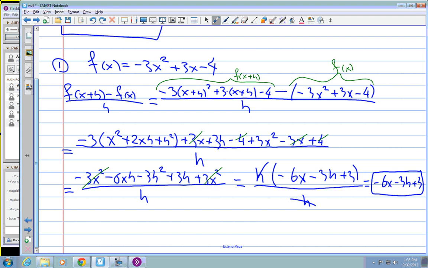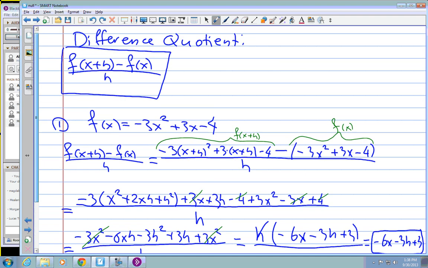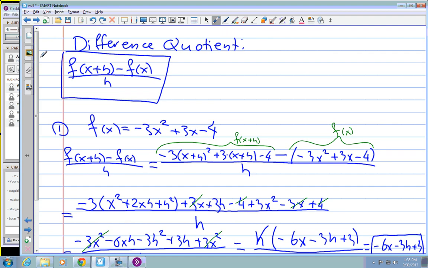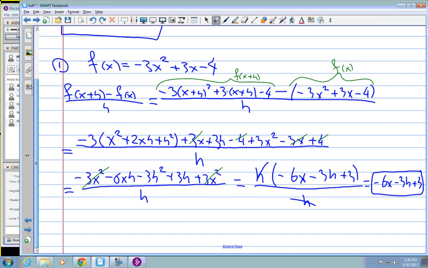Other questions? No, you'll be asked to find the difference quotient of a function. So find the difference quotient of, and the function is given. No, your answer is just that thing in the box. Your answer is not x equals anything. That's what the answer is. It gives you a good idea of the types of questions that we have.